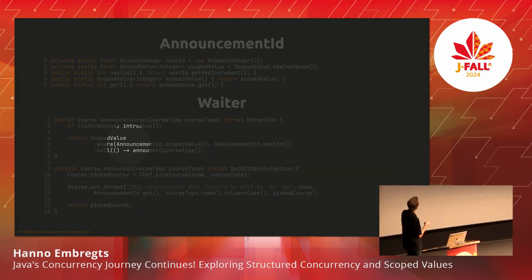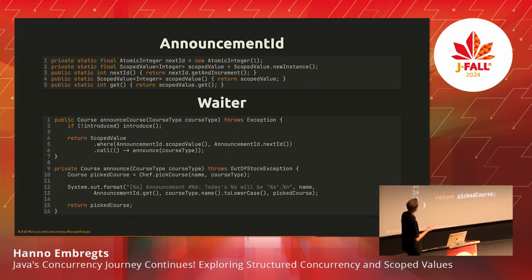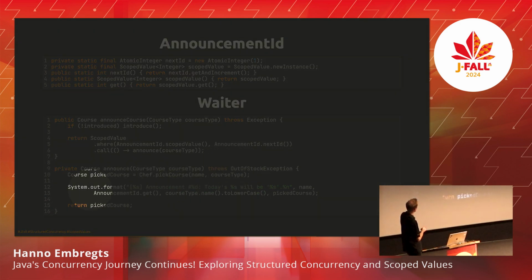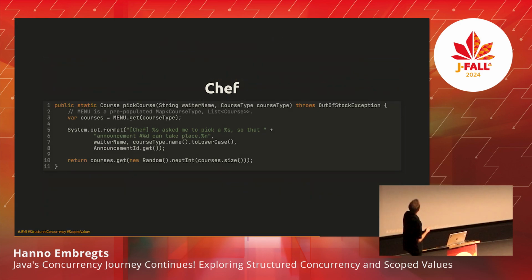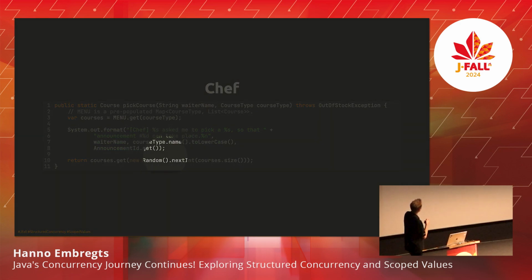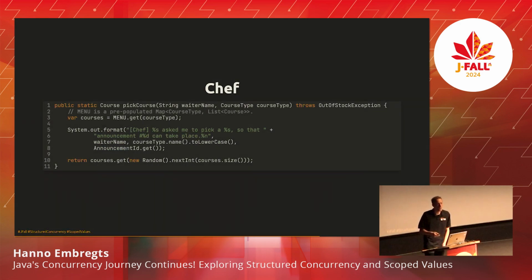ScopedValue.where, announcementID.scopedValue, bind it to nextID, and make sure that nextID is available to everything in the call method. In this case, it is the entire announce method. And as you can see, the announce method calls a chef method first. So that also means that in the chef method here, we can also do announcementID.get, and it will have the same result as before. If we would do it outside of the defined scope, we would get an exception.